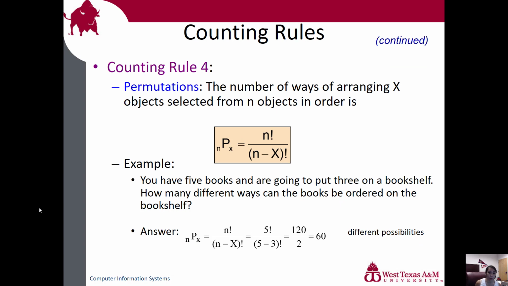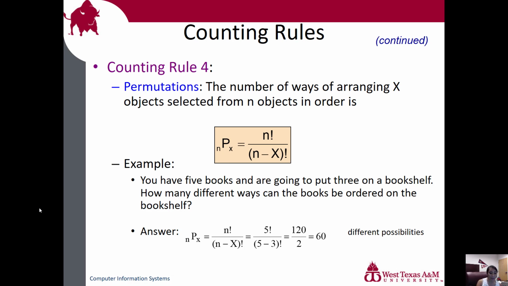Counting rules 4 and 5 deal with permutations and combinations. It can get a little tricky calculating permutations versus combinations, so I would just like you to know the difference between the two. Permutations is the number of ways of arranging X objects selected from N objects in order. For example, you have 5 books and are going to put 3 on a bookshelf. How many different ways can the books be ordered on the bookshelf?